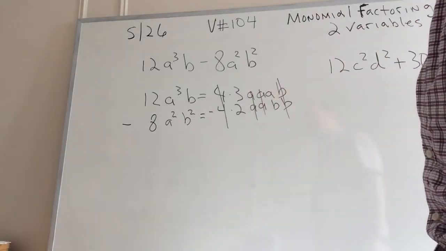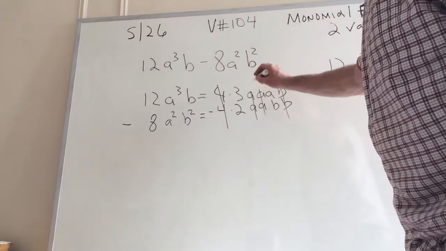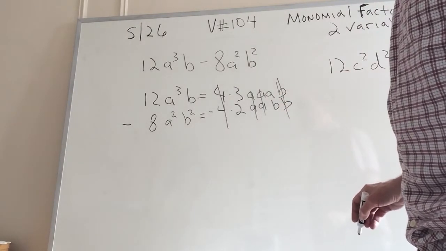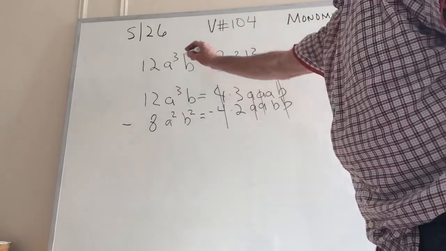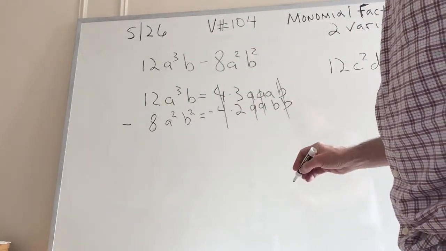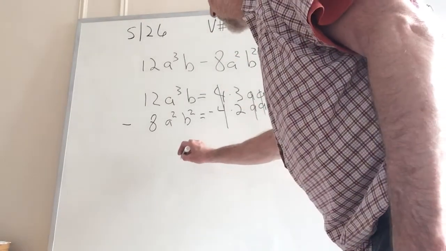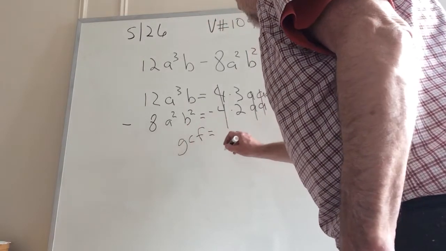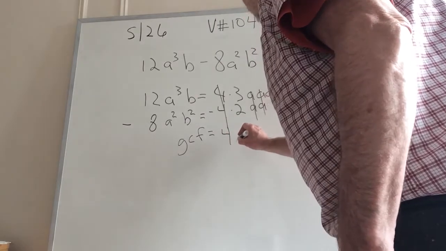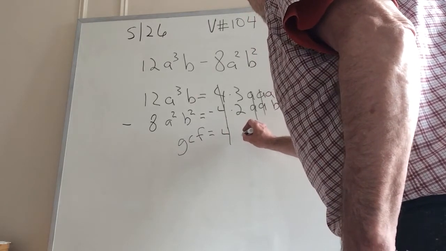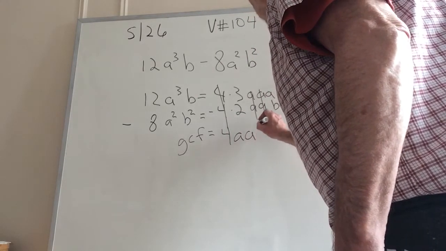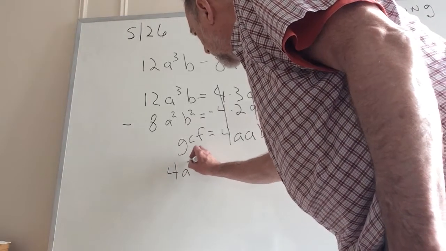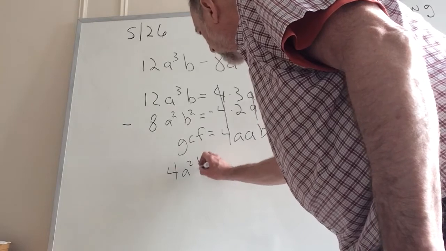Does everybody see what I did here? The 4 matches, 2 of the A's match, and the B matches, okay? And we're going to call it +4. We can talk more about changing signs here. And so the GCF equals 4 times A times B times A. Or the GCF, what goes on the outside here, is 4A squared B.